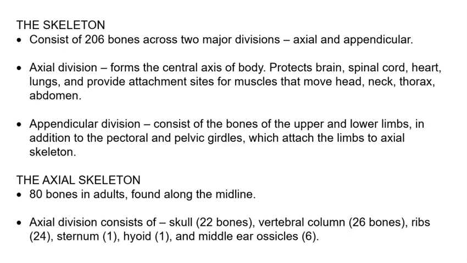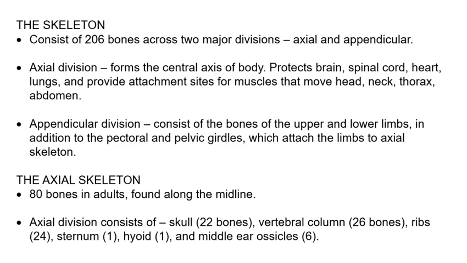The skeleton consists of 206 bones that are spread across two major divisions, the axial division and the appendicular division. The axial division forms the central axis of the body. It functions to protect the brain, the spinal cord, the heart, and the lungs, and it also provides attachment sites for the muscles that move the head, the neck, the thorax, and the abdomen.